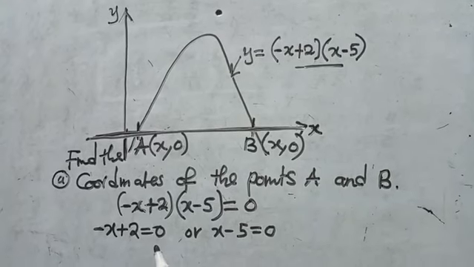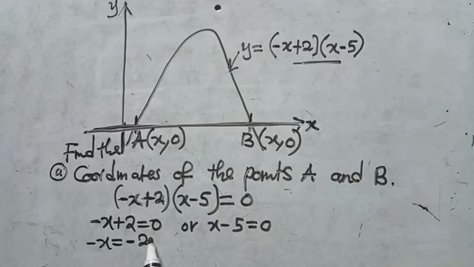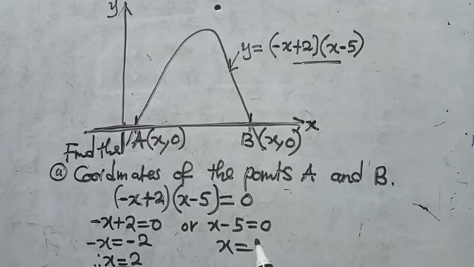So to find those values of x, I take this part, negative x plus 2. Negative x will be equal to negative 2 when the 2 goes to the other side. If I divide both sides by negative, x will just be equal to 2. For this one, x will be equal to 5, since when 5 goes to the other side, it is 0 plus 5. So x is equal to 2, x is equal to 5.